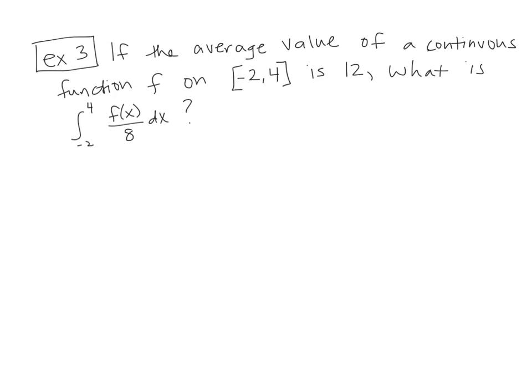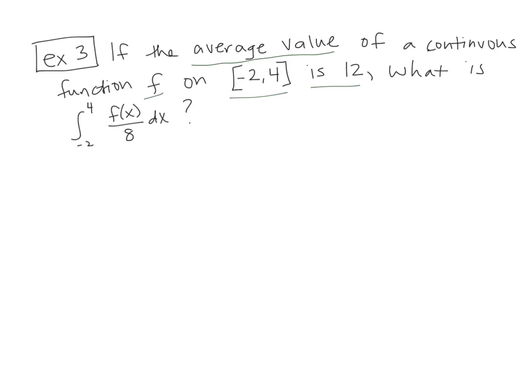All right, this third example is not necessarily asking us to find the average value. In fact, it tells us what the average value is already. It's asking us for a different part of the puzzle. So here's what I would do. Here's what we're given. We're given the average value of f. We're given our bounds here, and we're given what the average value equals.